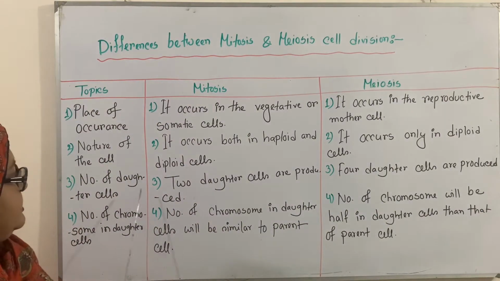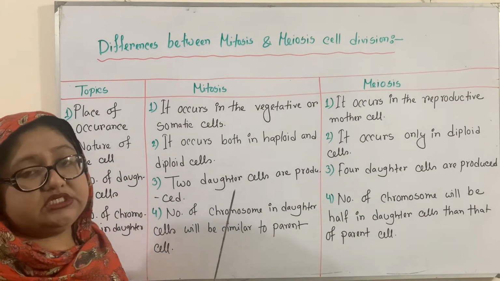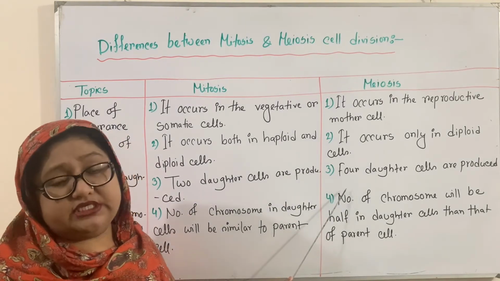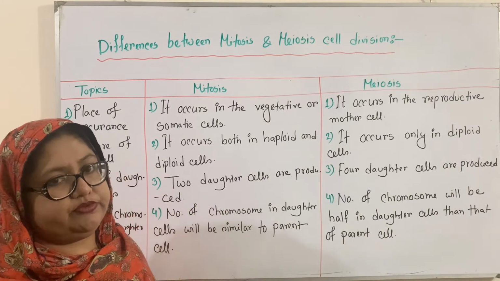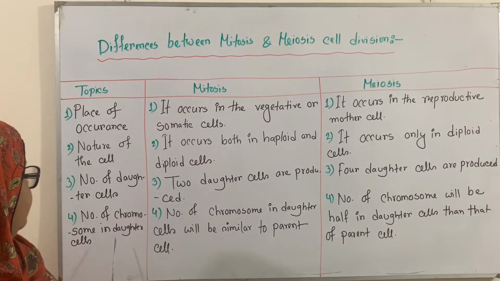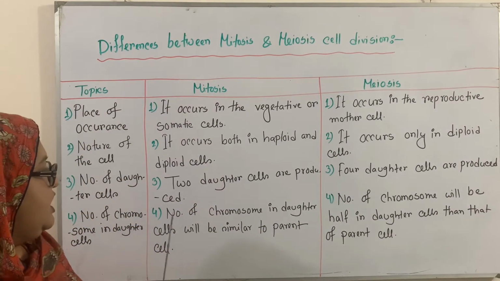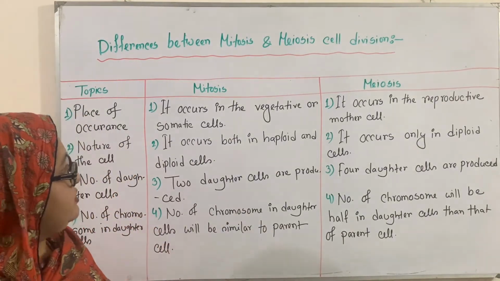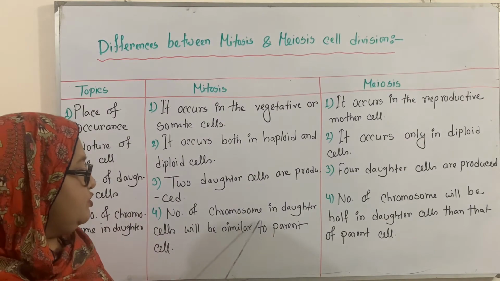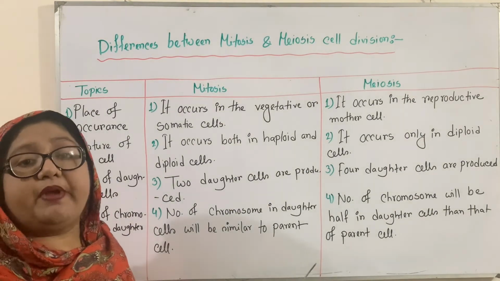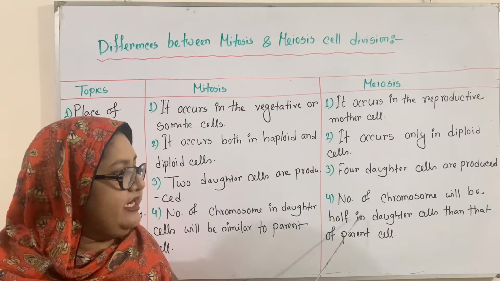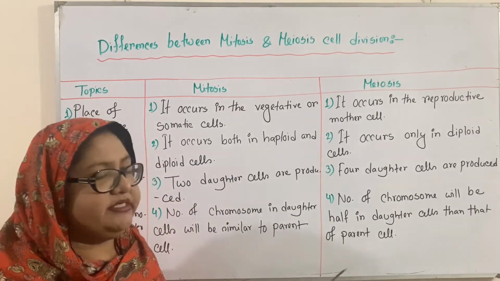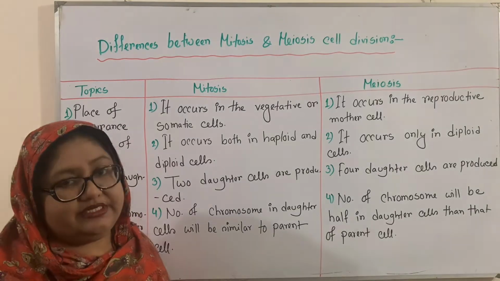Number of daughter cells. 2 daughter cells are produced after mitosis cell division, and after meiosis cell division 4 daughter cells are produced. Next, number of chromosomes in the daughter cells. You know that after mitosis cell division, the number of chromosomes in the daughter cell will be similar to the parent cell. On the other hand, the number of chromosomes will be half in the daughter cell than that of the parent cell in meiosis cell division.